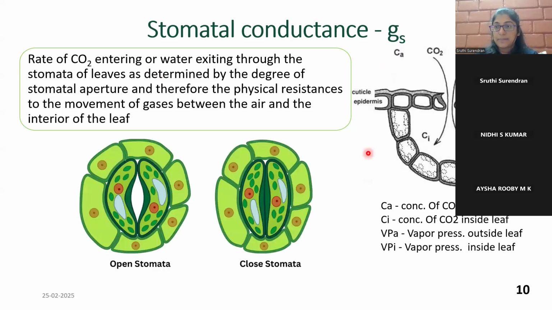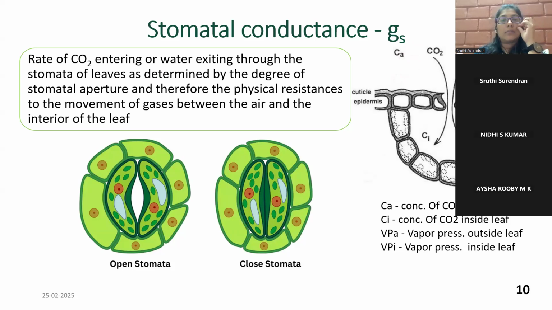So from here you can see in simple terms, this is the process that is happening. Carbon dioxide is entering, water is exiting. Now you can see here two terms called Ca and Ci. Ci, we know very well what it represents. It is the intercellular carbon dioxide concentration within the leaf. And Ca is the carbon dioxide concentration outside the leaf. That is basically atmospheric carbon dioxide concentration. And in case of water, this VPA indicates the vapor pressure of water in the atmosphere, and VPI indicates the vapor pressure of water within the leaves.